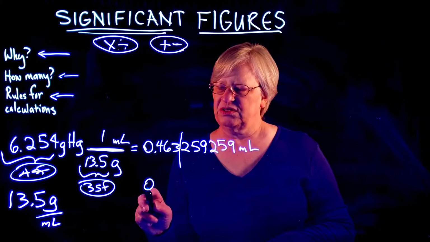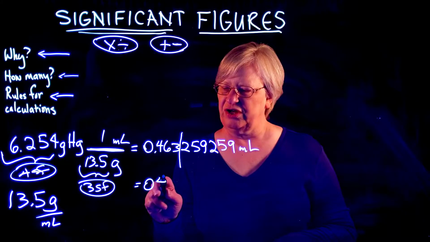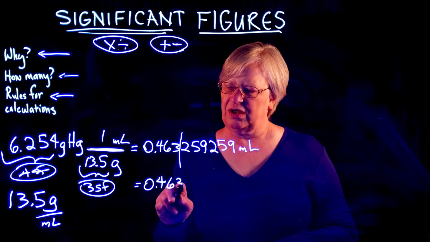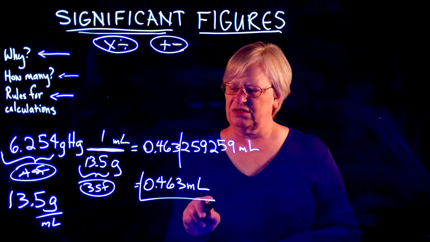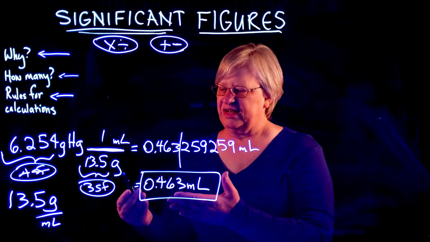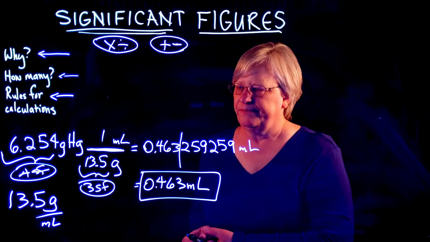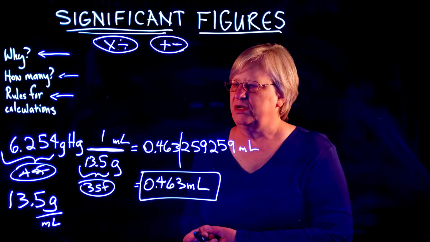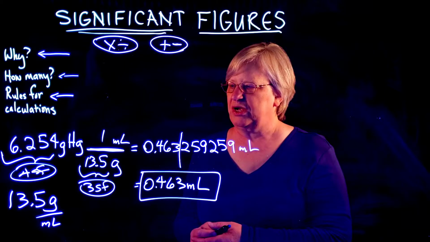And so we're going to say, instead of this whole long schmear of calculator nonsense, we're going to write 0.463 milliliters. And that's going to be our answer, because that's how precisely components were measured. Okay? Now we need to talk about what we're going to do with adding and subtracting.